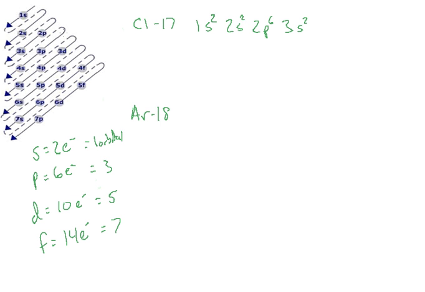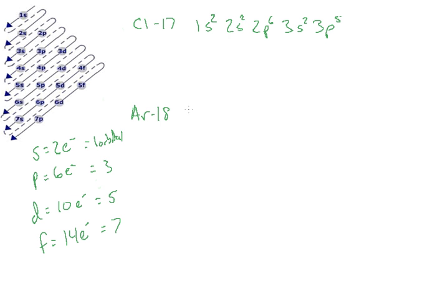Once we're at our 3s, we're going to double back, and we're going to go to 3p. 12 to 17, that's going to give us 5. We can fit 6 in our P sublevel, but we only need 5 to give us a total of 17. So that's our electron configuration for chlorine.